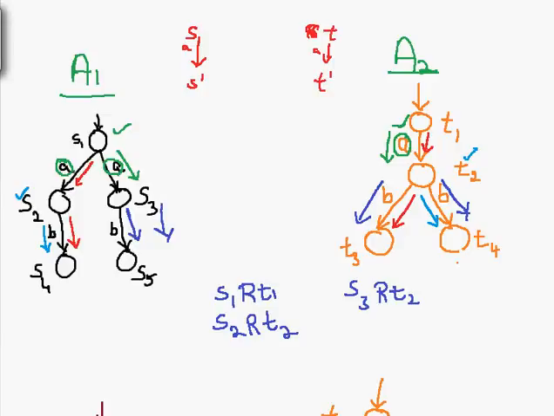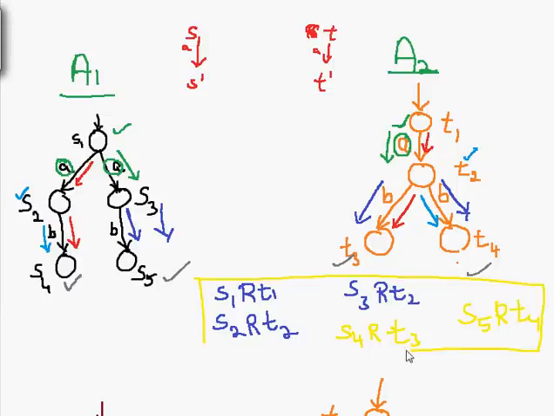Let me draw it again if you want. So S4 after S2 to S4, T2 to T3, no transition. Okay. S3 to S5, this one, no transitions. So I'll take S4 is related to T3 and S5 is related to T4. So all the states are related.